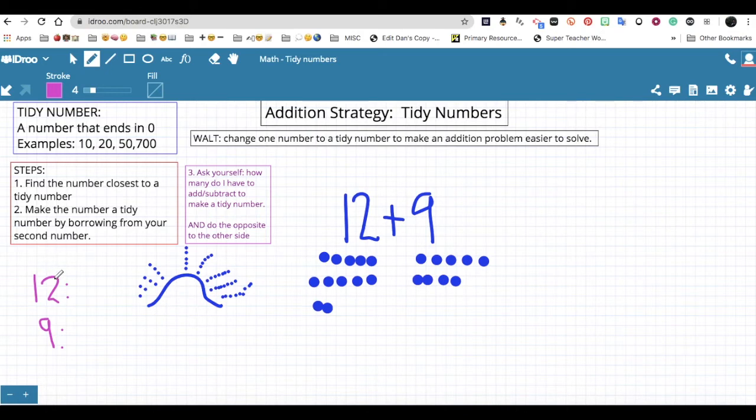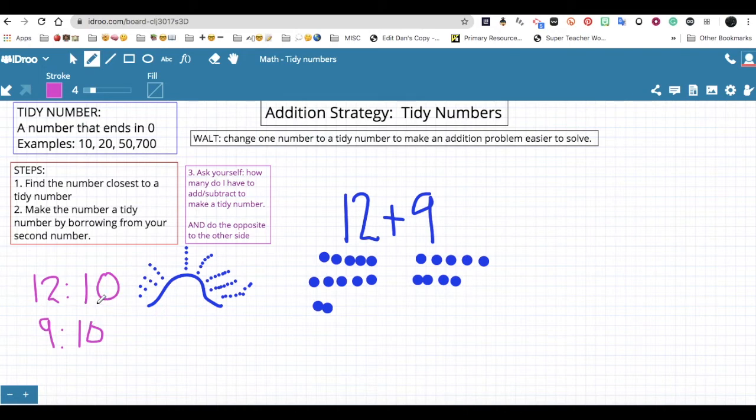Okay, so for 12, the tidy number that it's closest to is 10. Because if we imagine on our hill, if we stopped over here, we would have to go back down again, wouldn't we? So if we're going back down again, we'd be going back down to 10. So the tidy number that 12 is closest to is 10. Now the tidy number that's closest to 9 is what? It's also 10. Okay, because remembering if a number is 5 or more, you round up.